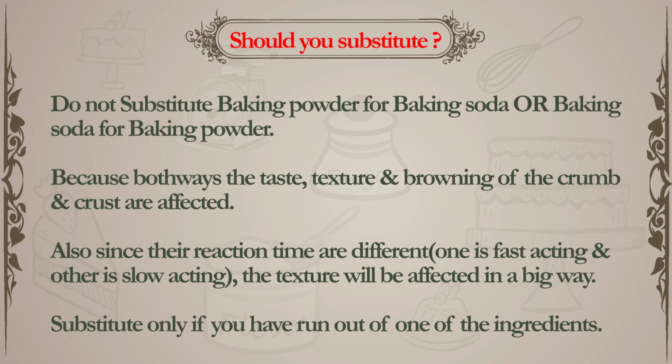Do not substitute baking powder for baking soda or baking soda for baking powder, because both ways the taste, texture, and browning of the crumb and crust are affected. Also, since their reaction times are different, one is fast acting and one is slow acting, the texture will be affected in a big way. Substitute only if you have run out of one of the ingredients.